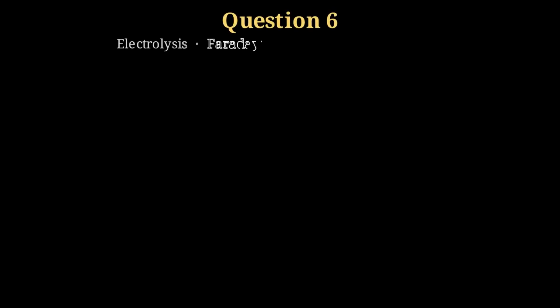Welcome back to Tuchopini. Question 6 covers electrolysis, how the conditions change the products, a Faraday calculation to find an atomic mass, an electrochemical cell with a salt bridge, and finally, corrosion.